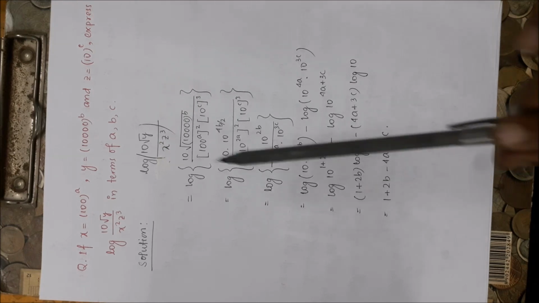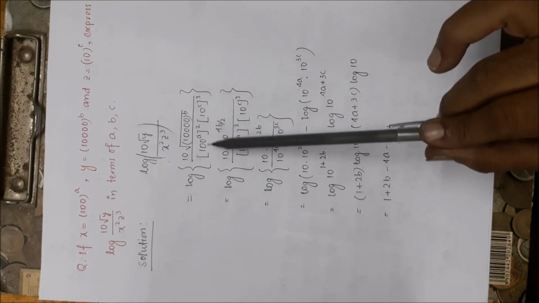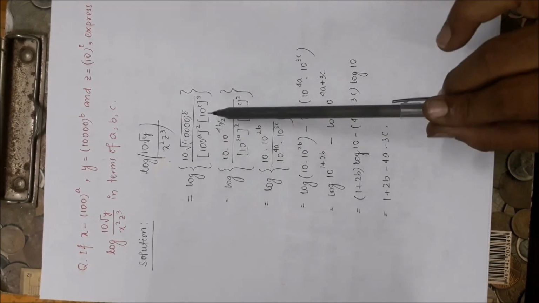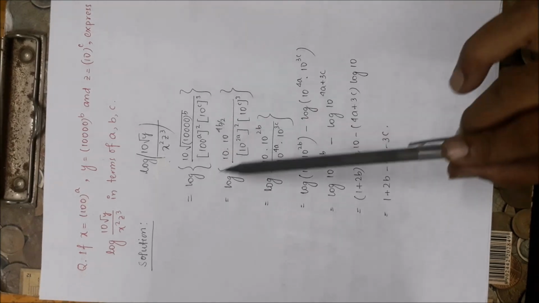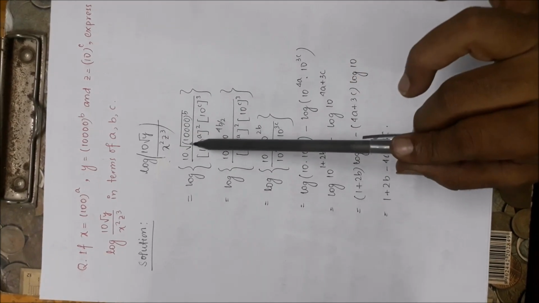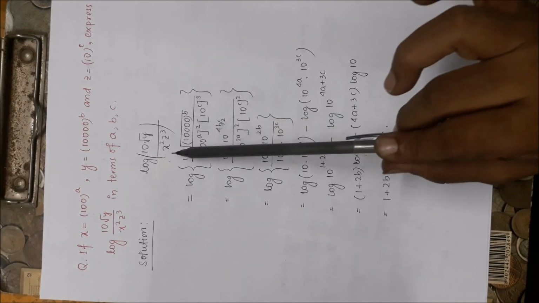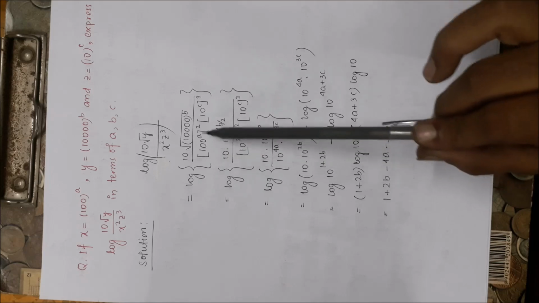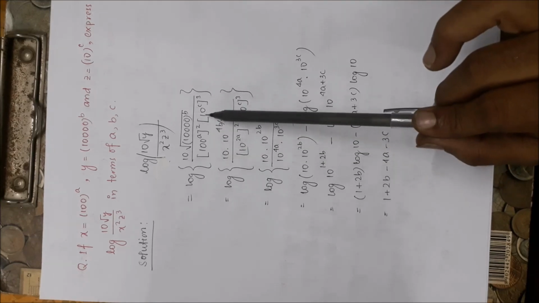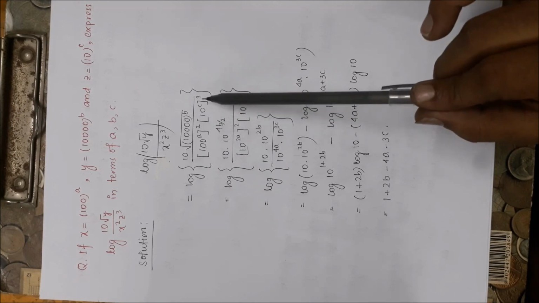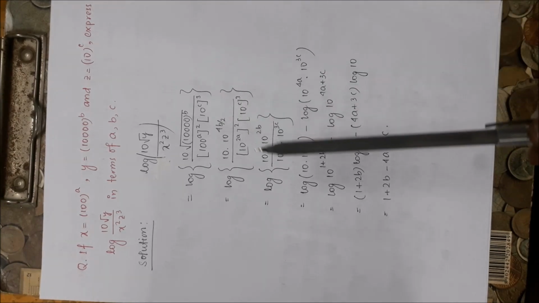Now in this step, if you see, we are substituting the values of x, y and z in their respective places. In place of y, we are substituting 10,000 raised to b. In place of x, we are writing 100 to the power a to the power 2. And in place of z, we are substituting 10 raised to c to the power 3.